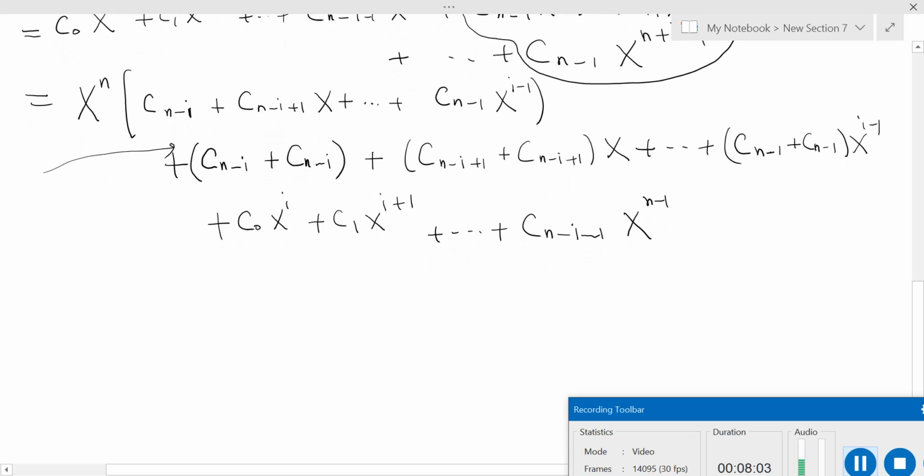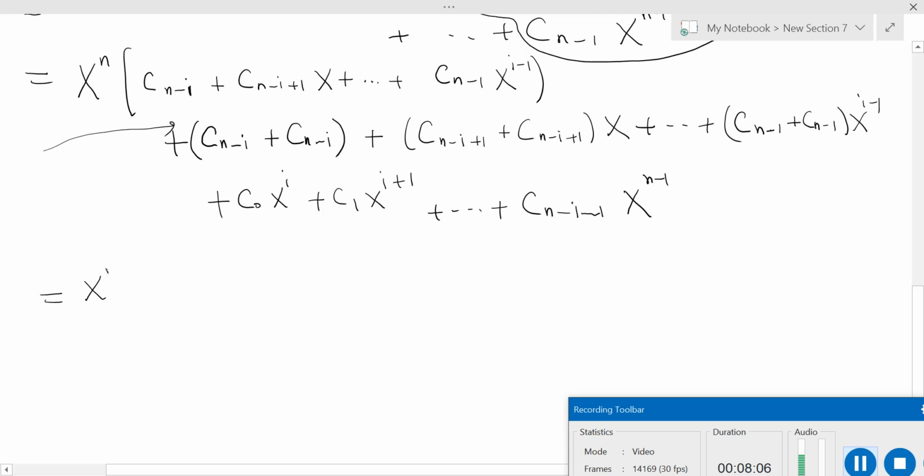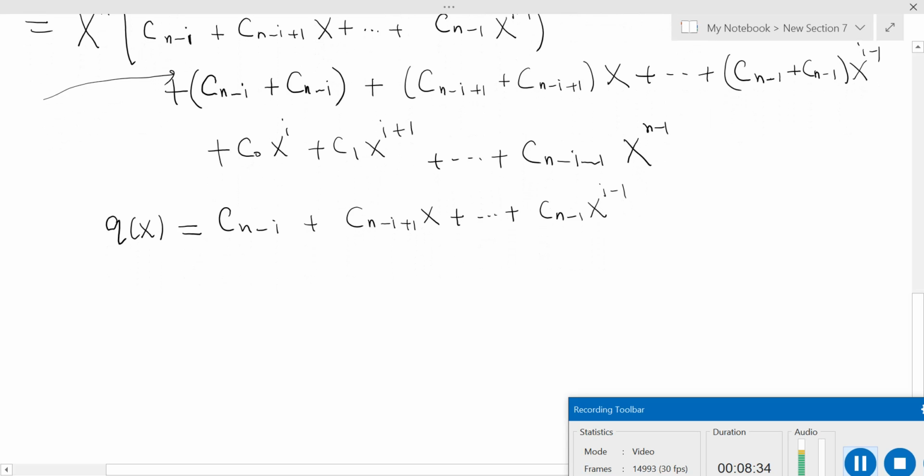Now I will do one thing. So x to the power n. Let me first of all define the polynomial inside the x to the power n on the right hand side as q of x. That is q of x, let it be C of n minus I plus C of n minus I plus 1 x plus C of n minus 1 x to the power I minus 1. Now with this representation, it becomes x to the power n q of x.